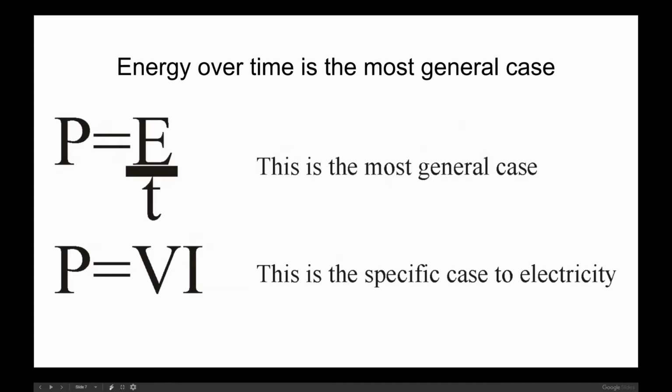Here are the two formulas you're going to need to work with in this unit. Power is energy over time, which is the most general case, and power is equal to voltage times current, which is the specific case for electricity. These are the only two formulas. It will seem like there's a ton of other stuff hitting you, but this is really the key here.